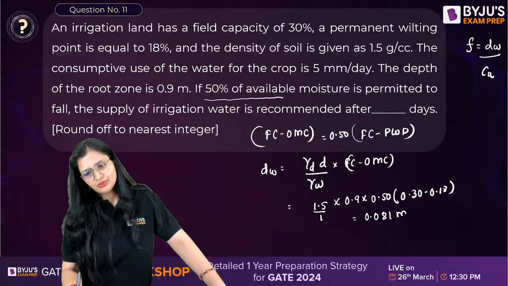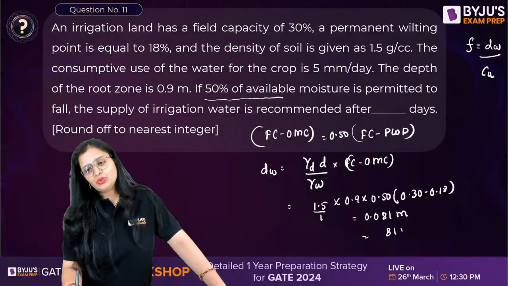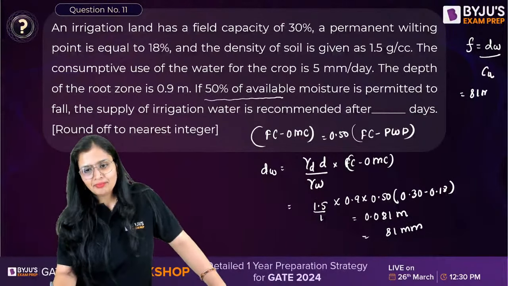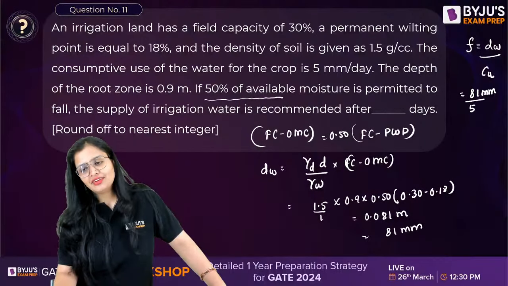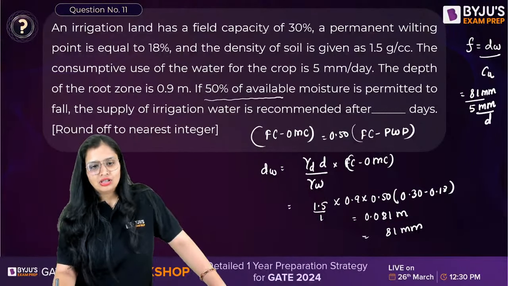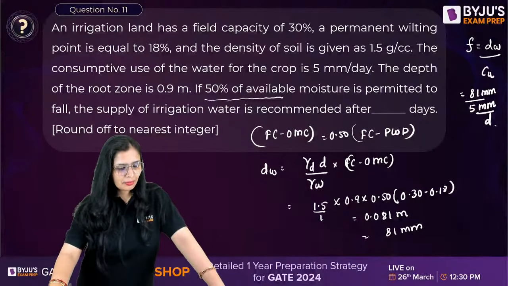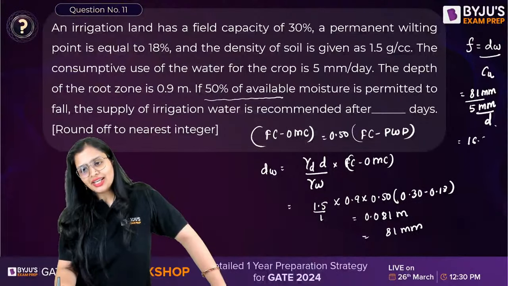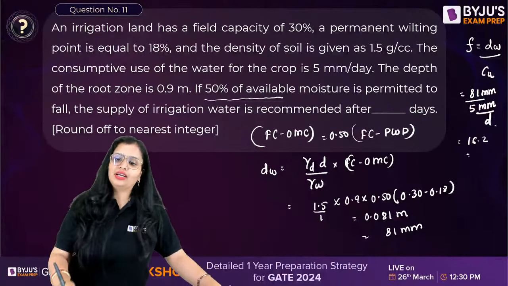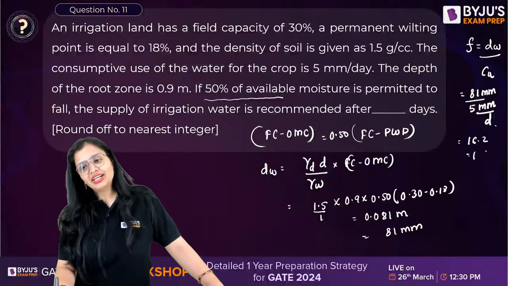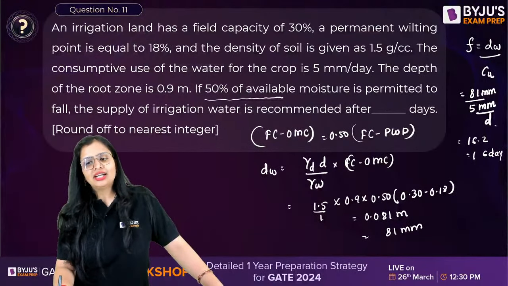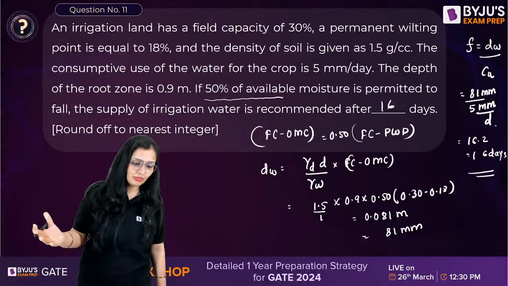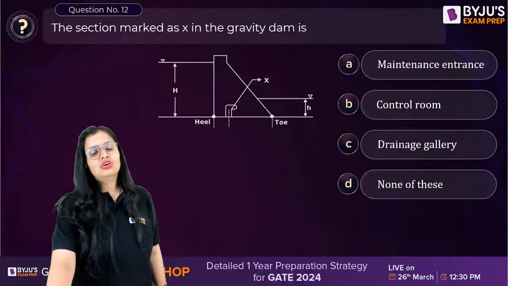0.081 meter. Check it once. This will be 81 mm. So you know dW is 81 mm and Cu is 5 mm per day. So the frequency comes to 16.2 days, which you will round off to the lower side, because if you round it off to 17 days, in that small number of hours, it might go to the permanent wilting point. After that, the crop will dry up.